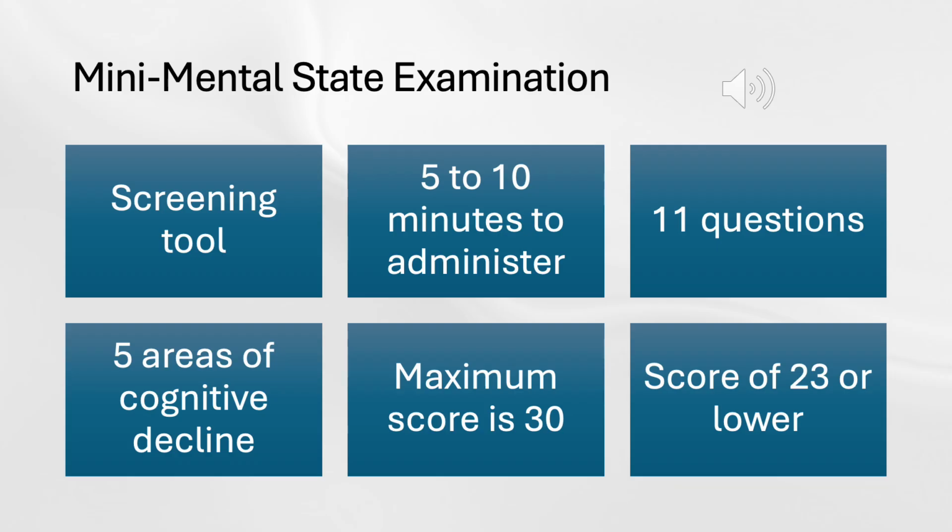Then language is the other category. And with language, you ask them to name a pencil and a watch and repeat the following: no ifs, ands, and buts. Okay. So it's kind of like they do some language tests and they have to write a sentence and then they have to copy a design that is shown to them. So the maximum score is 30, and if there's a score of 23 or lower, it may mean cognitive decline.